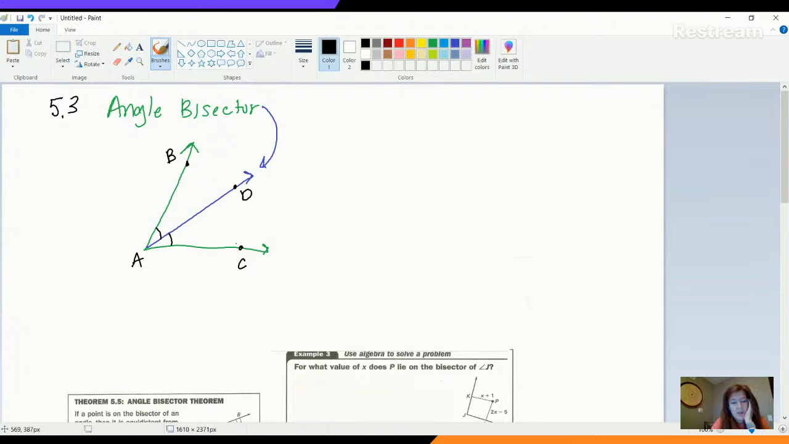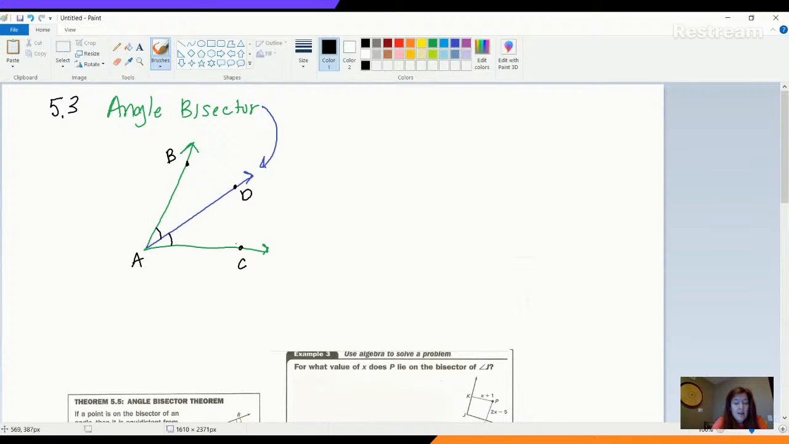The new information that we are going to learn with angle bisectors has to do with a point on our angle bisector. Kind of like before, we had a perpendicular bisector, and we said, what happens if we pick a point on a perpendicular bisector? How does that relate? It's kind of the same idea for an angle bisector.